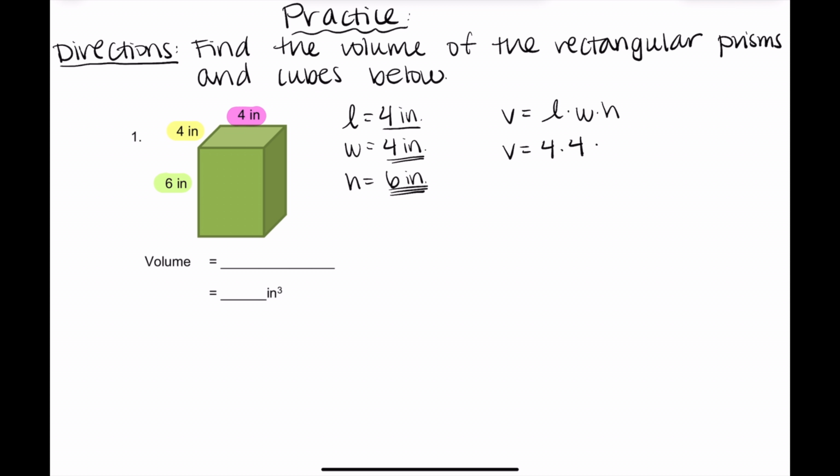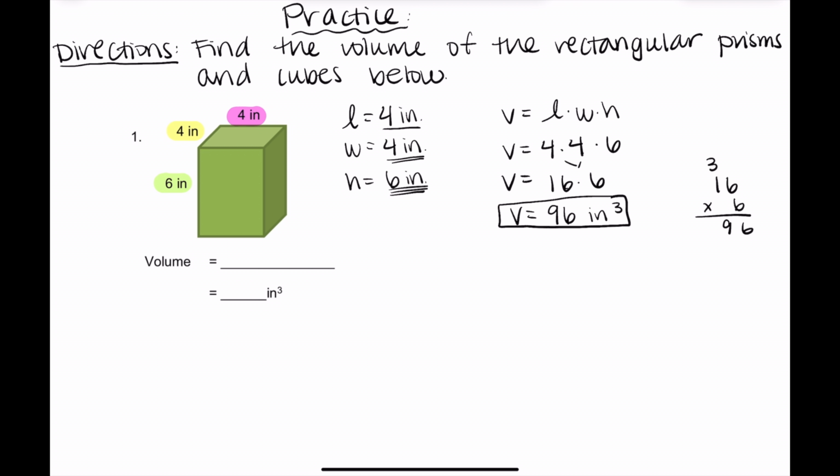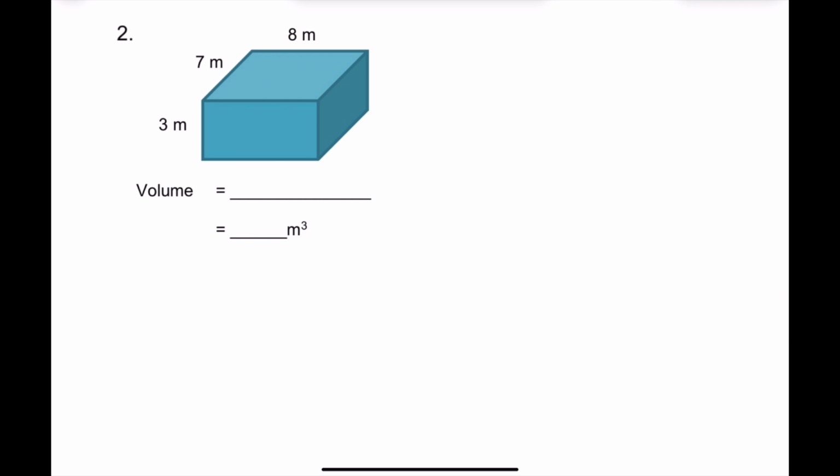And it's just order of operations here. We'll move left to right and we'll just multiply. We know that 4 times 4 gives us 16. And then we'll have to multiply 16 times 6. When we do 16 times 6, we get 96. And keep in mind here, since our shape is three-dimensional, our units will be cubed for volume, always. So our answer for number 1 would be 96 inches cubed.